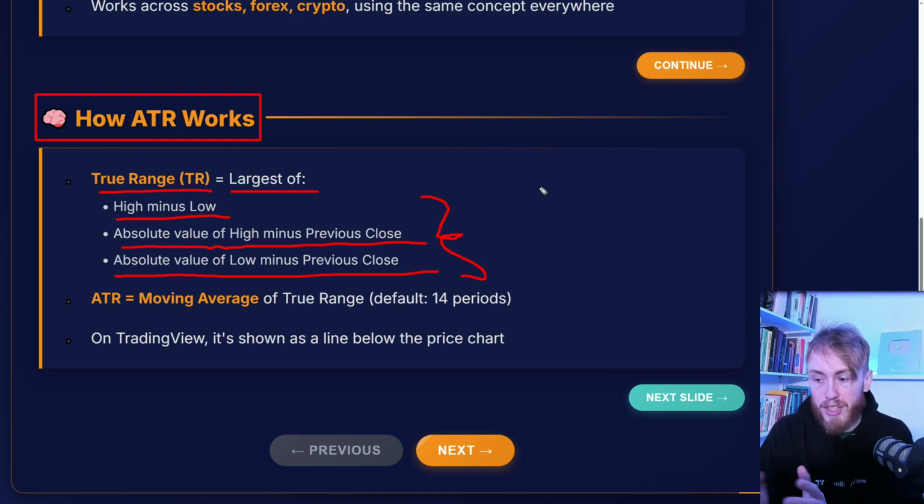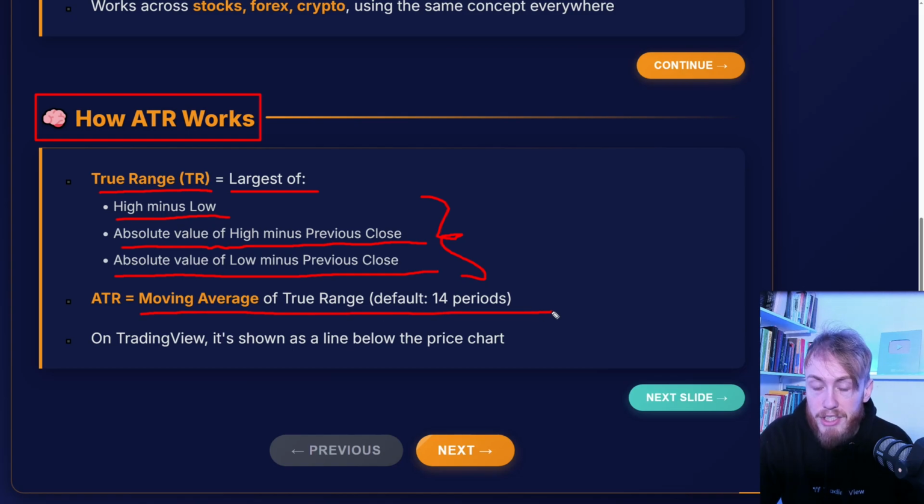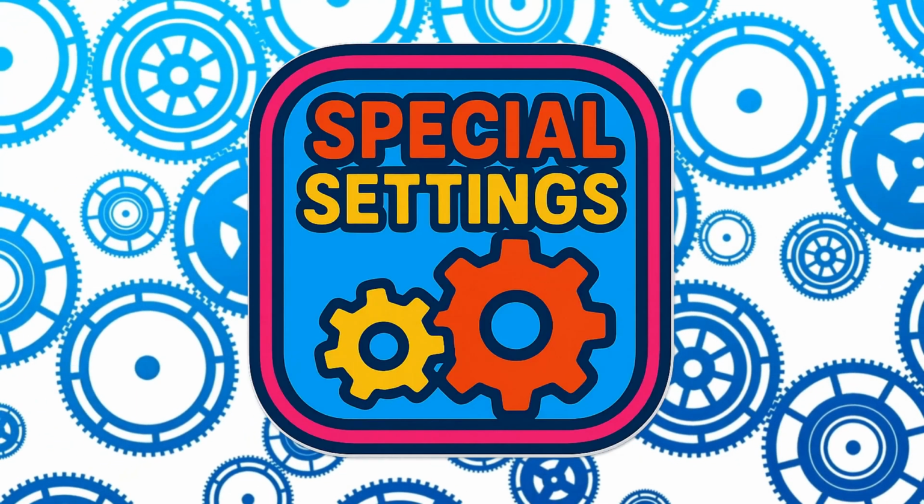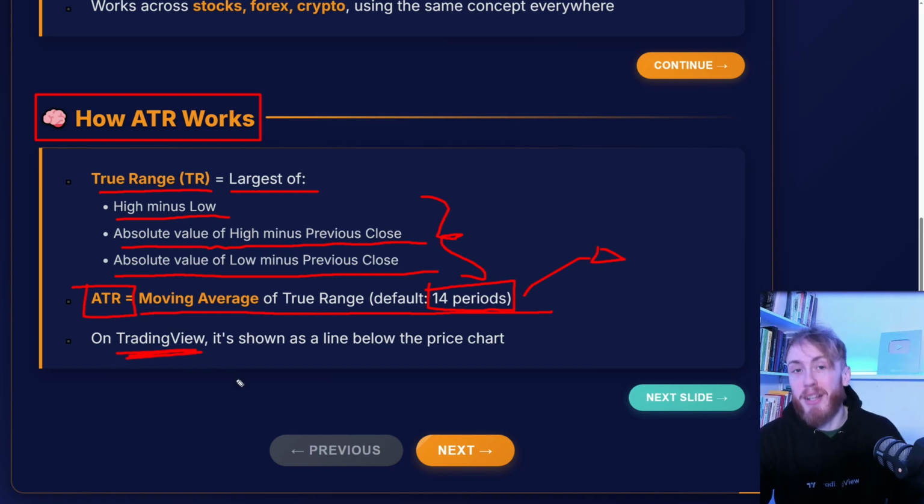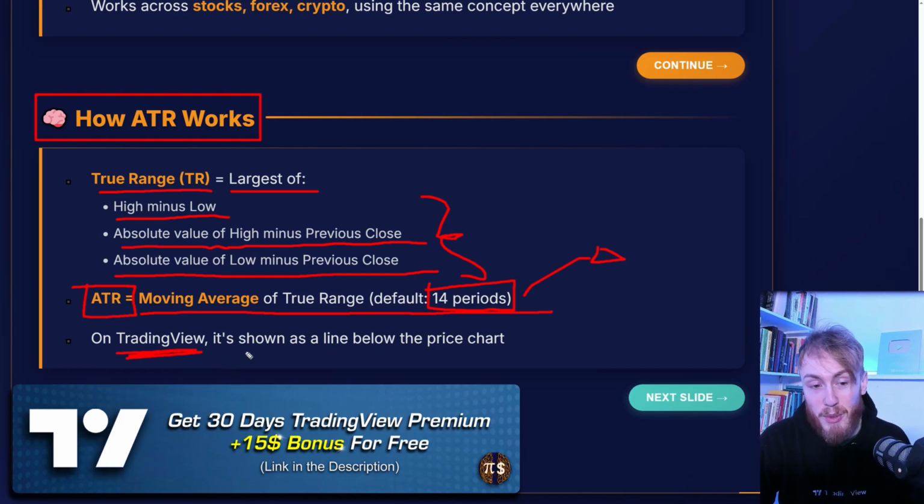the ATR works by measuring something called the true range of the candle, and then it takes a moving average of this true range. This is how we get the ATR, and the standard setting is to use 14 periods. But as I mentioned, later on in this video, I will show you guys some special settings that can potentially improve your ATR even more. And on trading platforms like TradingView, if you have been following our channel for a while, you know that I really like TradingView, the ATR is often just shown as a simple line below the price chart.